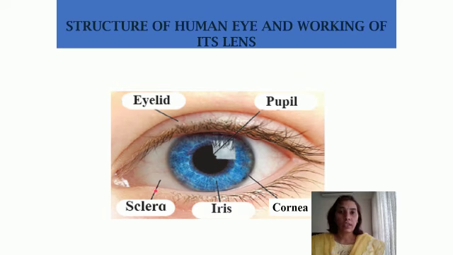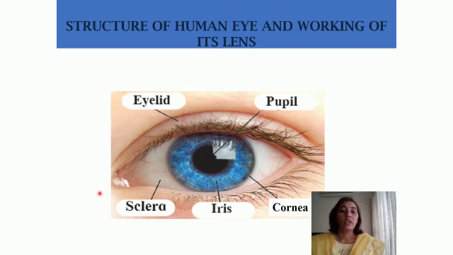Then we have the iris. The iris is of different color in different people. Mostly people in India have brown or black irises, whereas in European countries or other countries, we find that people may even have blue or green eyes. So the color of the eyes depends upon the iris, which is a genetic characteristic that we inherit from our parents.